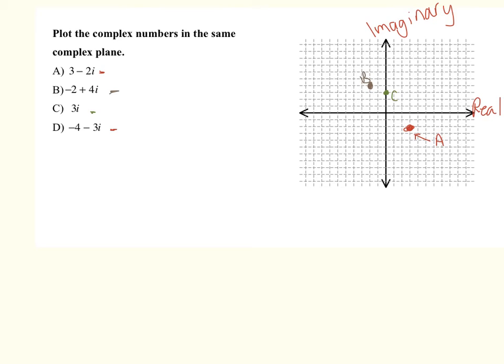For letter D, it's negative 4, take away 3i, so the real part is negative 4, so I'll go to the left 4. And then negative 3i, so I'll go down 3. And there's my point for letter D.